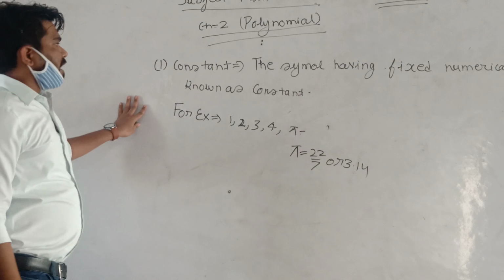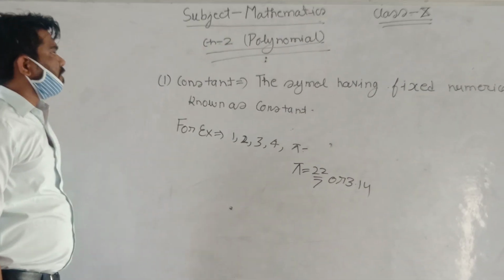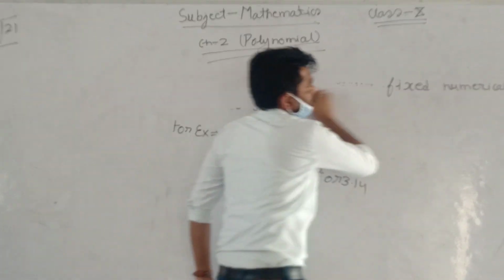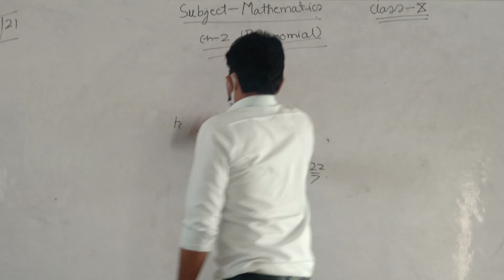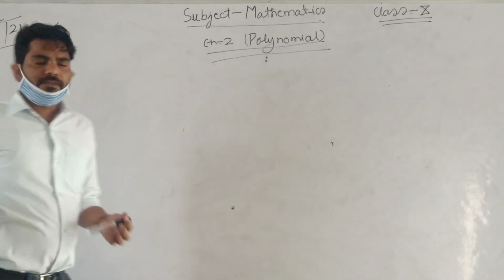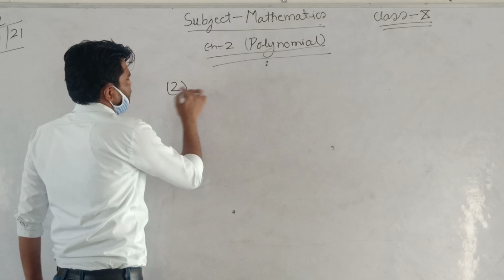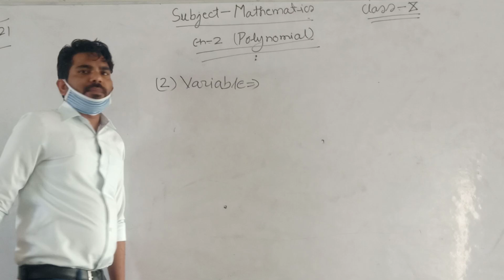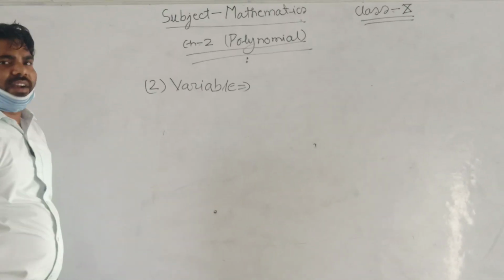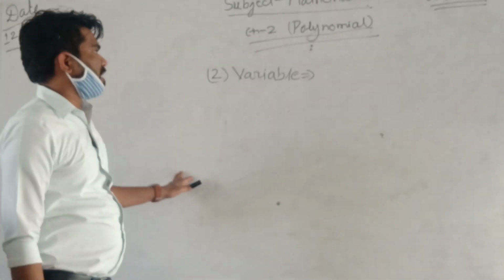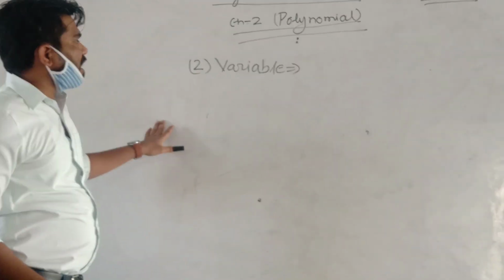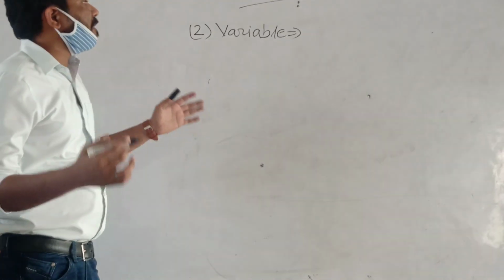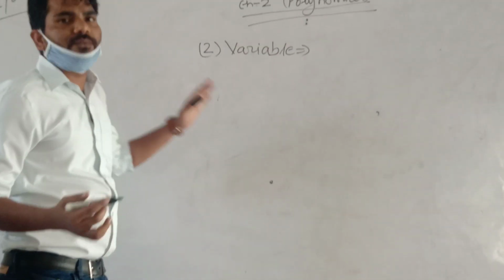Okay. Next, the term is variable. A variable is the opposite of a constant. Second is variable. What is a variable? The symbol which may be assigned different numerical values is known as a variable. Constant, what is a constant? The symbol having a fixed numerical value. The variable, the symbol which may be assigned different numerical values.